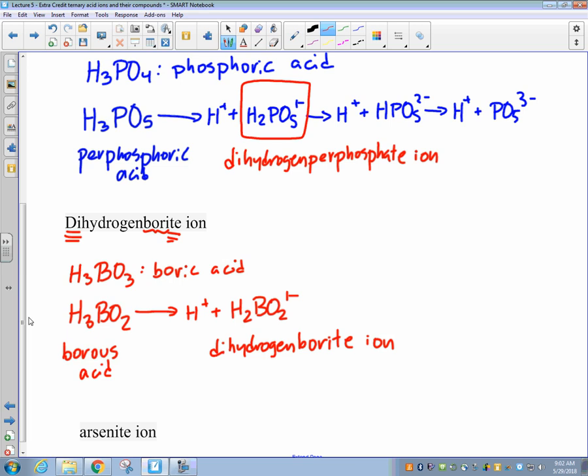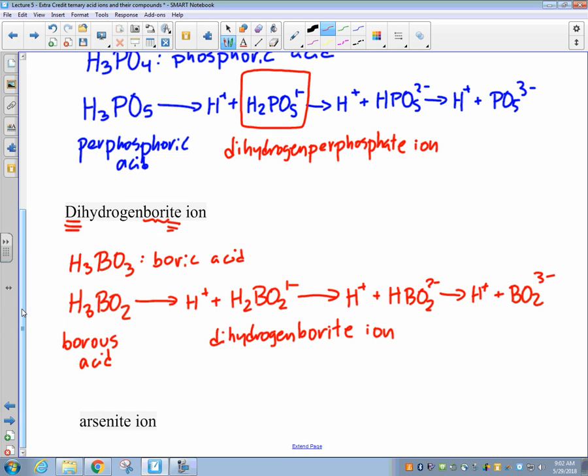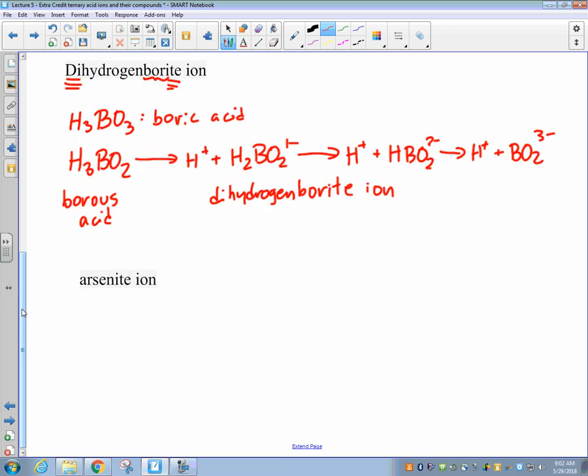And again, if you needed one of the other ones from the dissociation, you could further go along, split this part more into another H positive and HBO2 2 negative, which could then further split apart to make H positive and BO2 3 negative. So again, we have the hydrogen borite ion and the borite ion if you needed those names too. All right, one more example down the bottom here. We now have the arsenite ion.